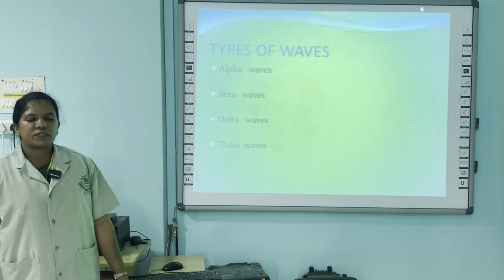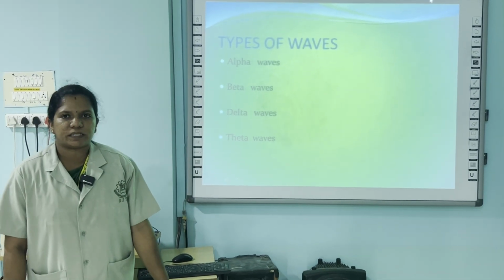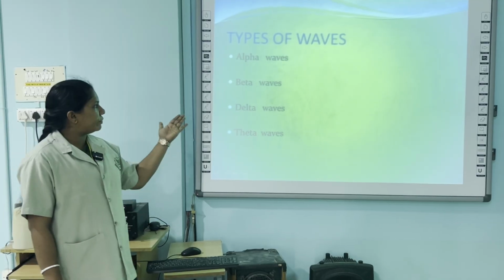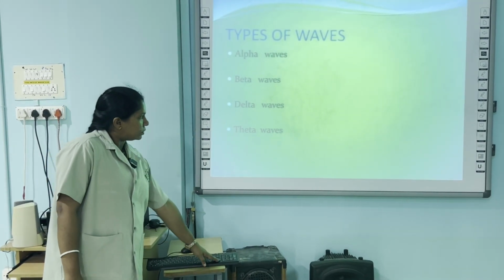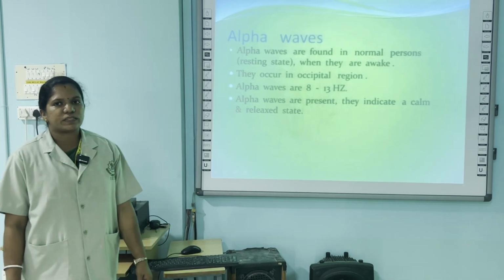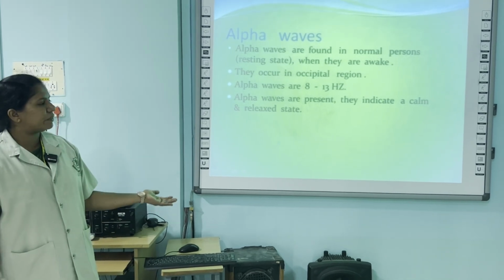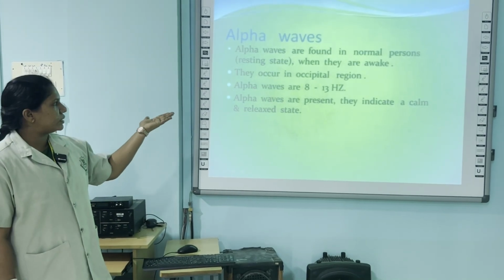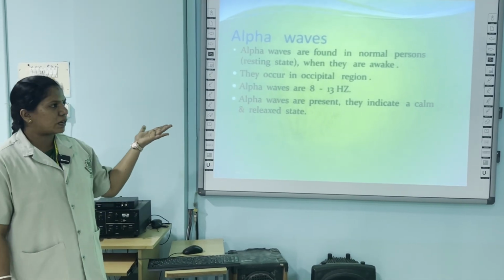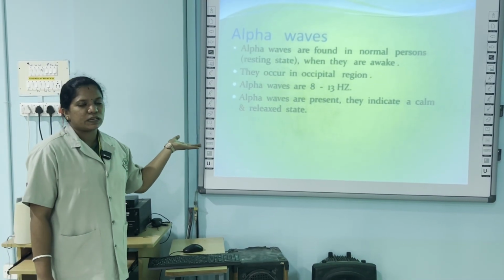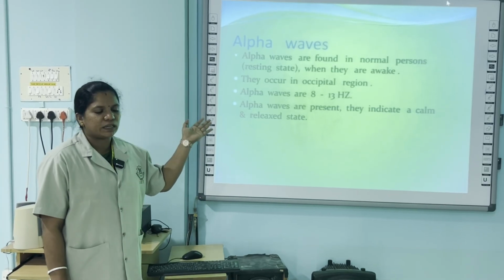There are types of waves that will be obtained in the EEG measurement. These are alpha waves, beta waves, delta waves and theta waves. Alpha waves are found in normal persons when they are awake. The frequency range is between 8 to 13 hertz. When a person is in a calm and relaxed state, these waves will be present in the EEG.